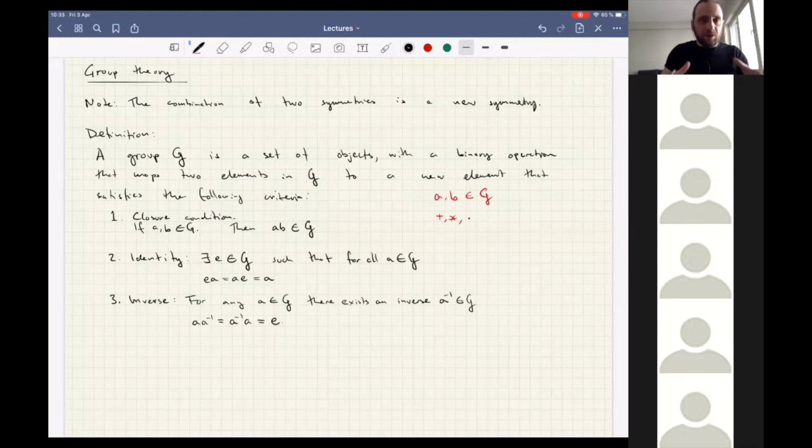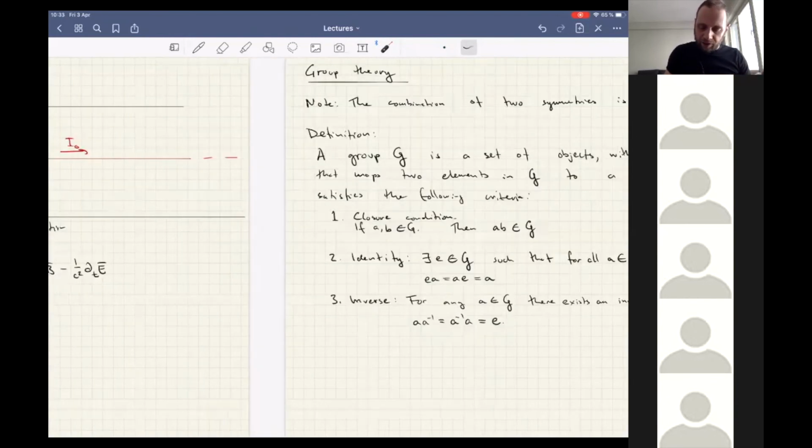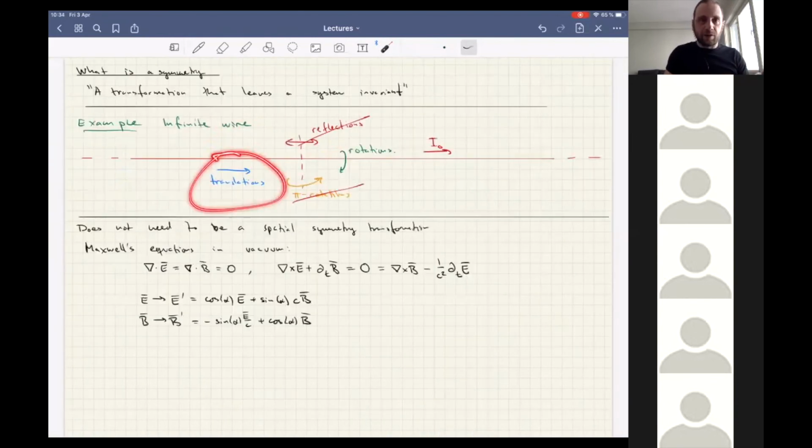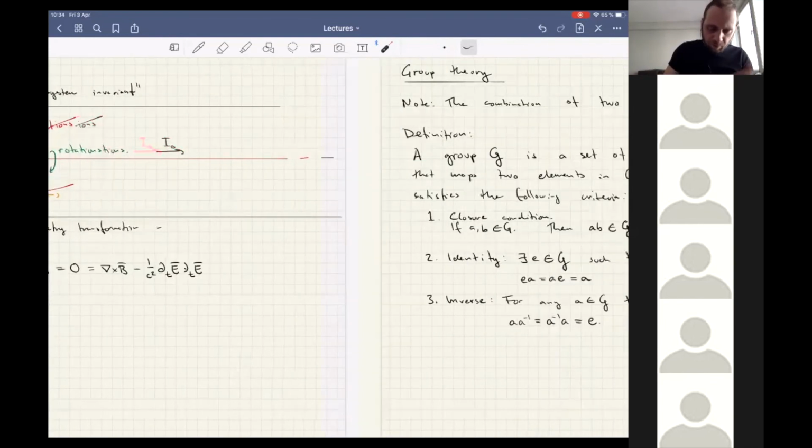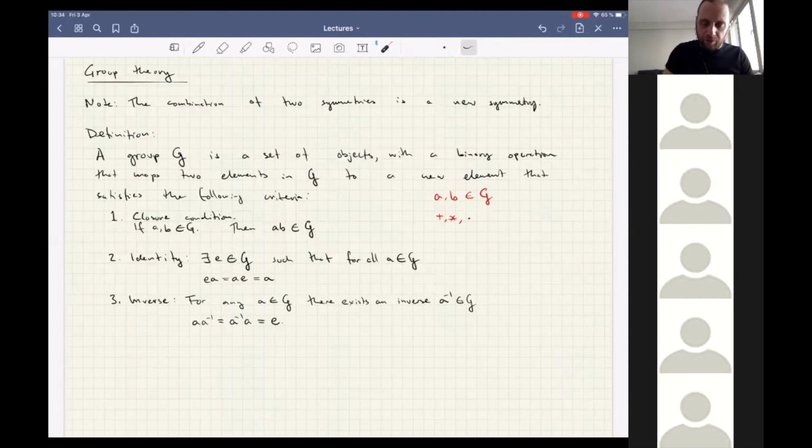So this is also kind of, if we look back to the physical transformations, this means that I should be able to undo the transformation. For example, if I look at the translations here, I can first translate by a fixed amount in one direction, and the inverse of that transformation is translating by the same amount in the other direction. And then I get back to the original system. The same for rotations or for reflections.